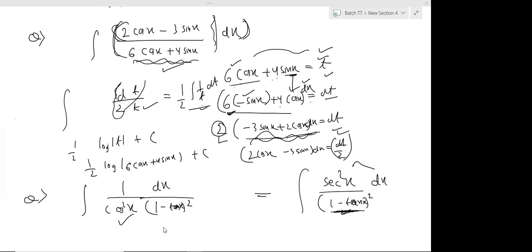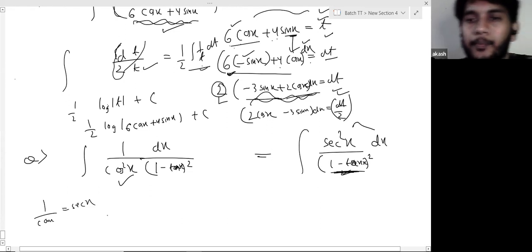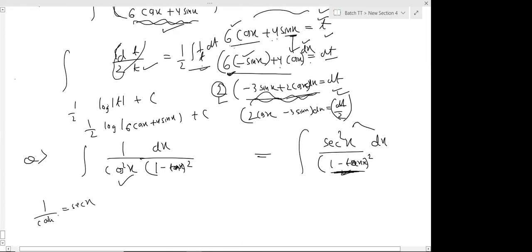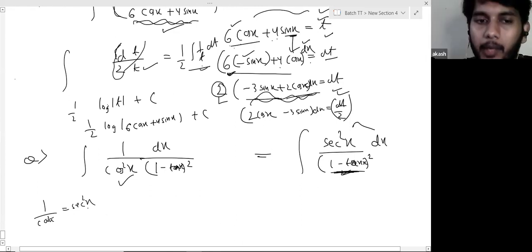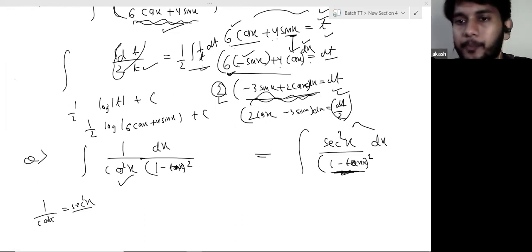So where did 1 by cos square x go? Include in which one? 1 by cos square x? Yes, we can write that as sec square x, right? 1 upon cos x is sec x, so 1 upon cos square x will be sec square x. Why did I do this? Because I know the differentiation of tan x gives me sec square x.